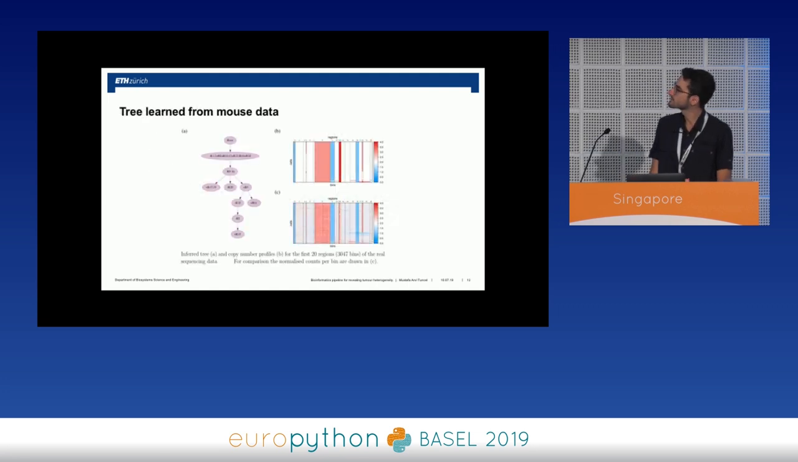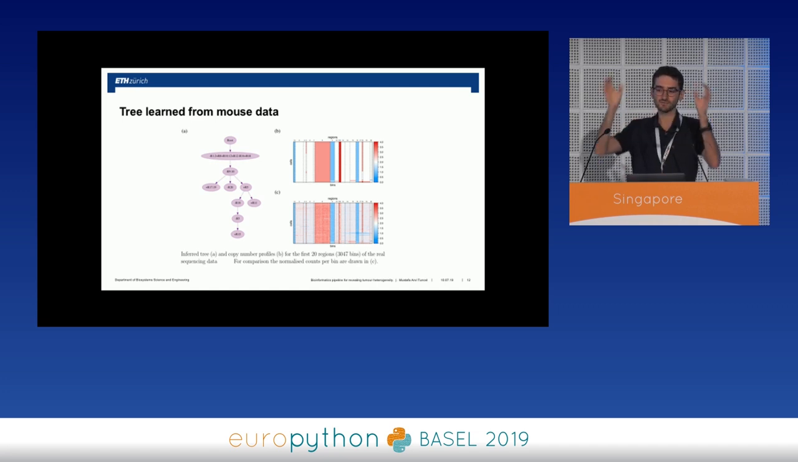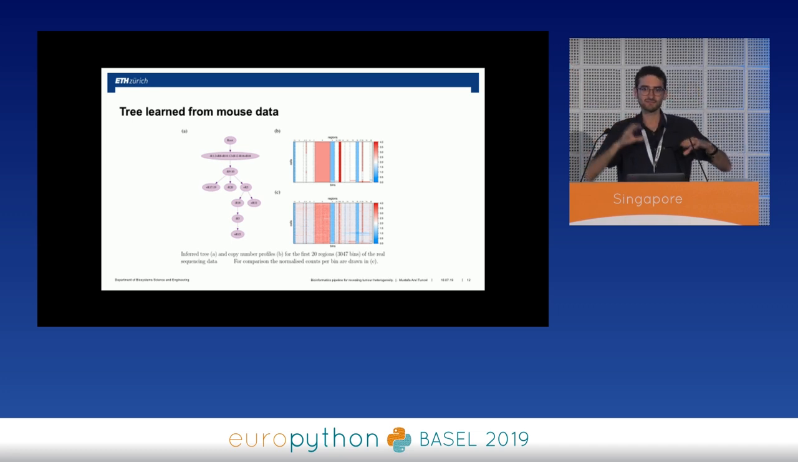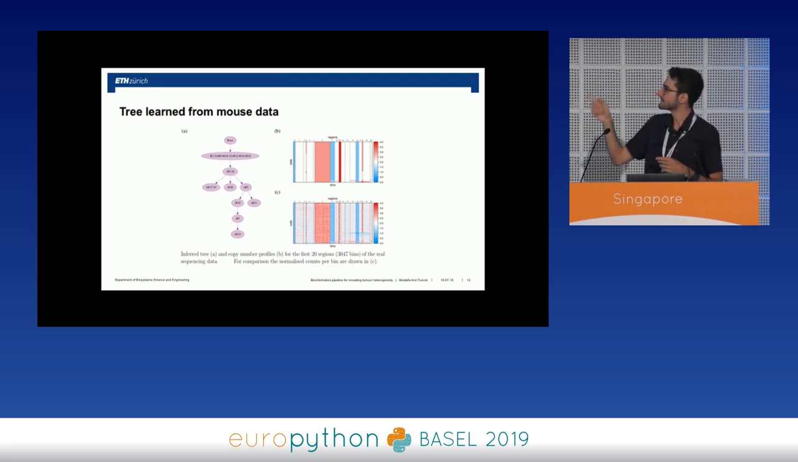And so this one is a tree we learned from real data. This data was from a mouse brain. And again, we started with a random tree. After millions of iterations, this tree happens to be the one that explains the mouse brain tumor evolution the best. On the right hand side and below is the original data matrix we got after the sequencing experiment. And the figure above is how we can reconstruct it from the evolutionary tree we learned.